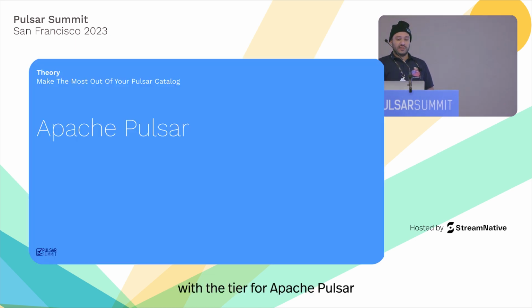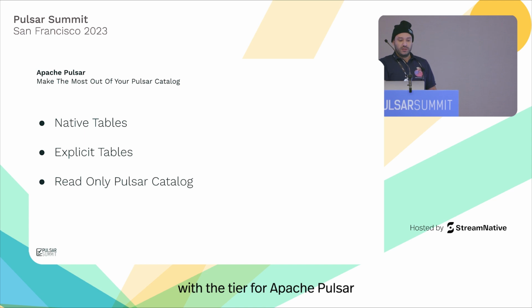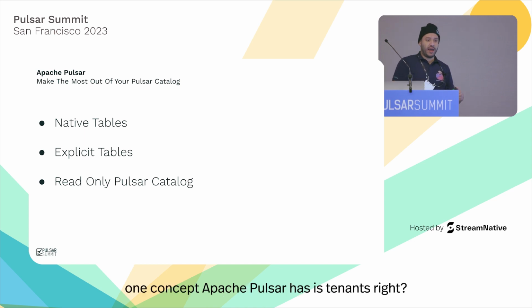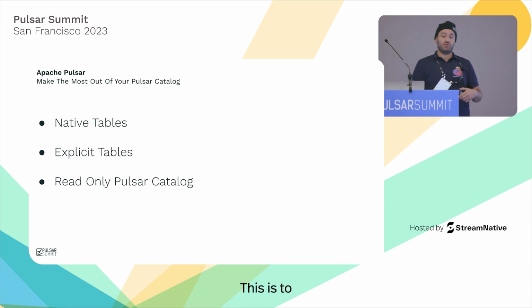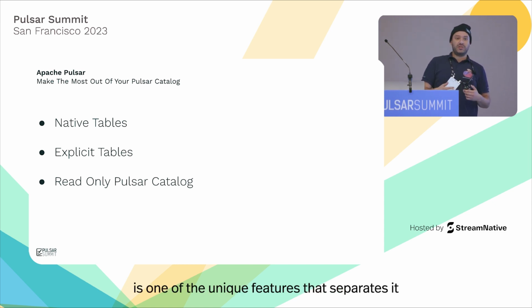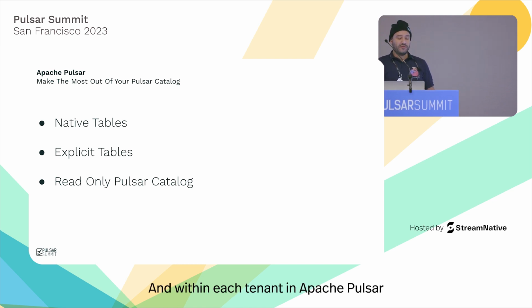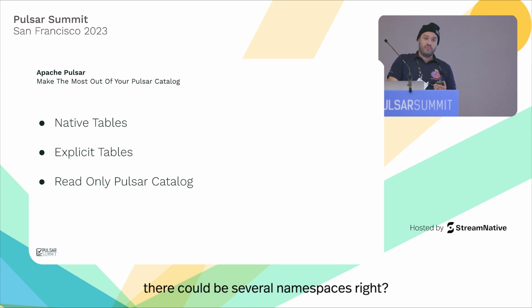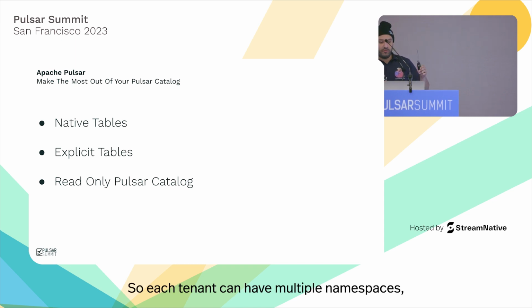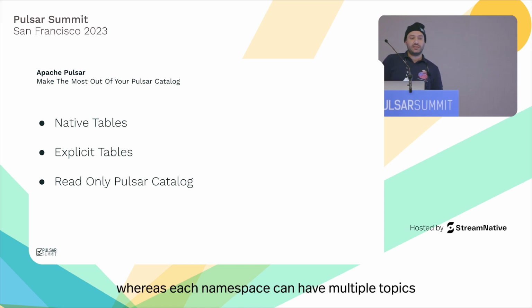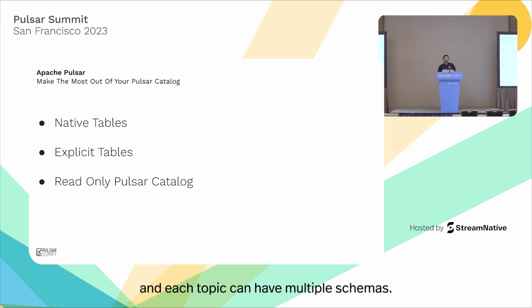So going with the theory of Apache Pulsar, one concept Apache Pulsar has is tenants, right? This is, from my perspective, one of the unique features that separates it from other messaging systems. Within each tenant in Apache Pulsar, there could be several namespaces. Each tenant can have multiple namespaces, each namespace can have multiple topics, and each topic can have multiple schemas that are versioned.